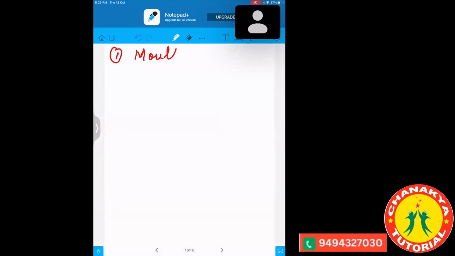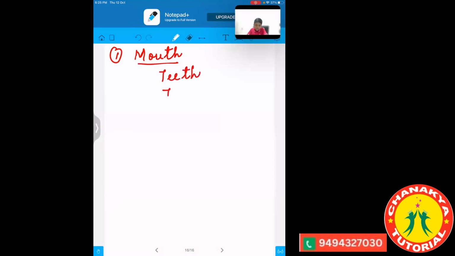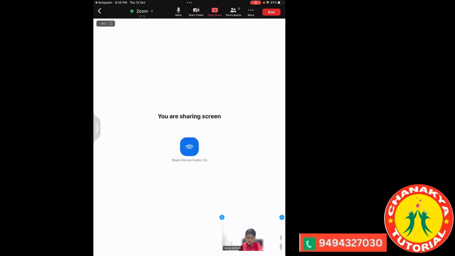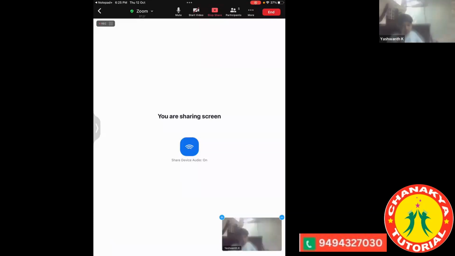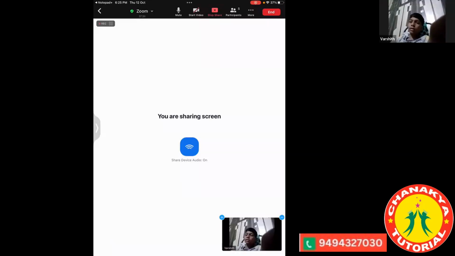Now, when we talk about the mouth, what do we have in the mouth? Teeth, okay. Apart from the teeth, the tongue. And saliva, very good. So we have teeth, tongue and saliva. Now, what is the main function of the tongue? To taste, to swallow the food, and to speak. Any other thing the tongue is doing? Ma'am, for mixing saliva and food.